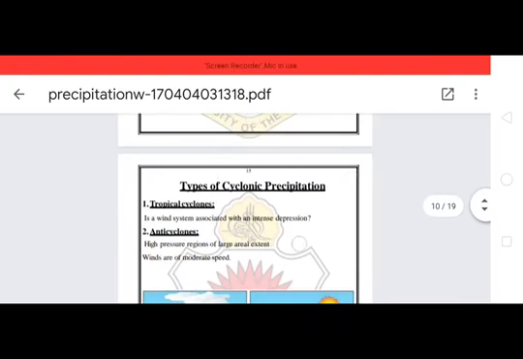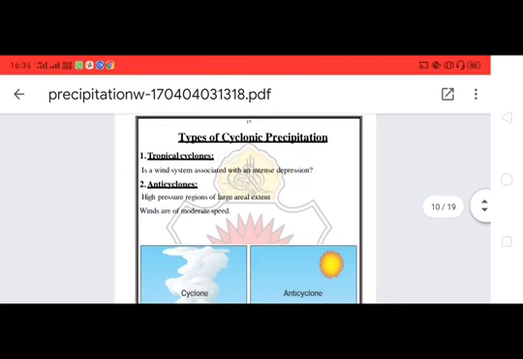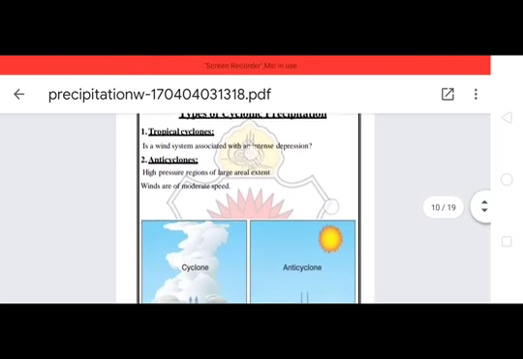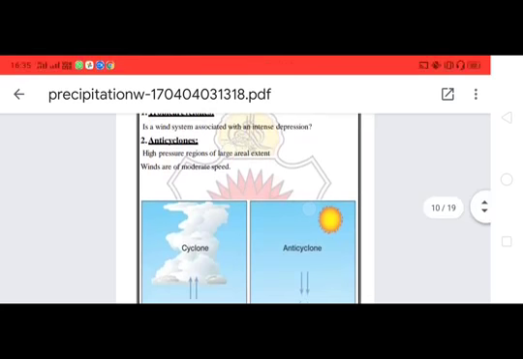Types of cyclonic precipitation are discussed here. That is, a tropical cyclone is a wind system associated with an intense depression. So what is an anticyclone? A high pressure region of large areal extent, with winds of moderate speed.